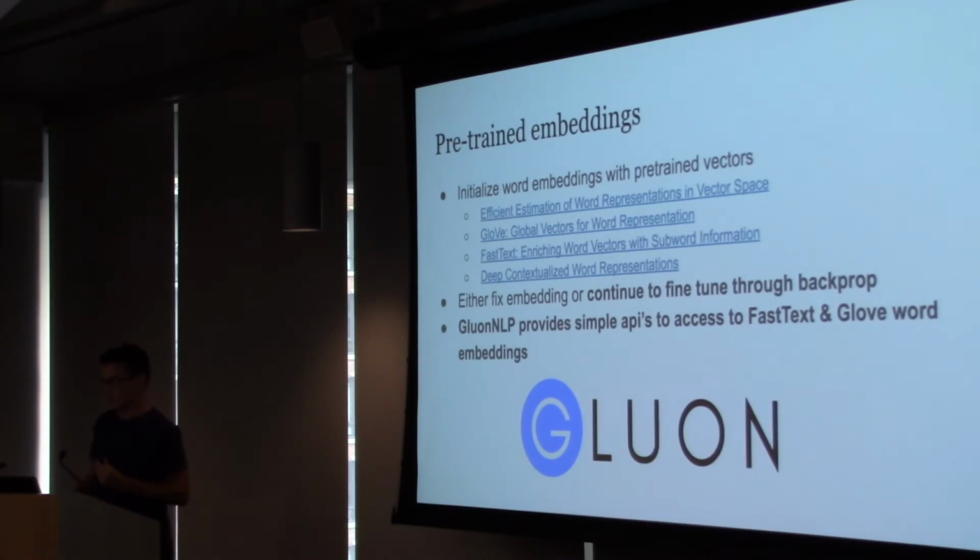You've got two choices here. Either you can fix that embedding, or you can decide to fine-tune it through backpropagation. And Gluon NLP is awesome for this because within about 3 lines of code, you can read fastText embeddings into your Python script. One of the things we like about fastText is that it has support for out-of-vocabulary words.